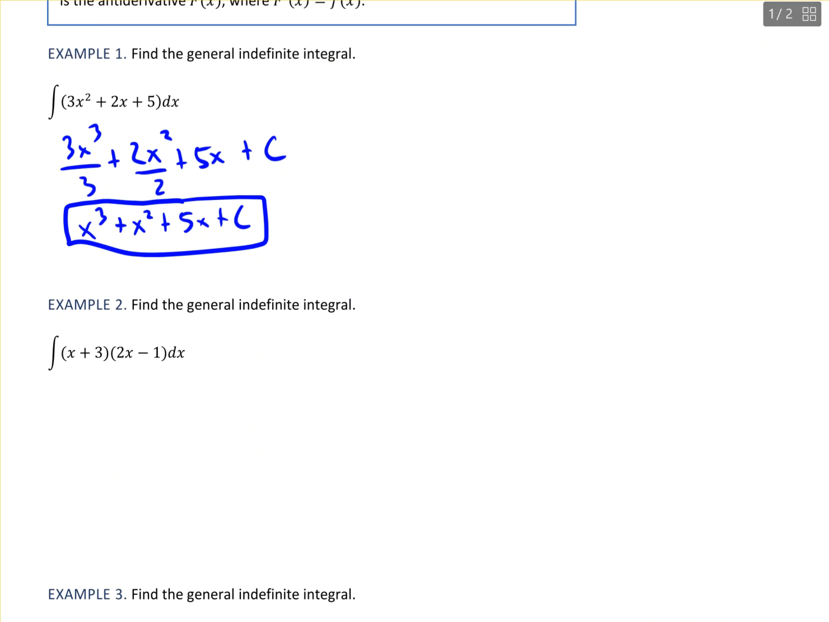Example 2. So find the integral of x plus 3 times 2x minus 1. Again, I can't just do it piece by piece. You might be tempted to say, well, that's equal to x squared over 2 plus 3x times 2x squared over 2 minus x. That is not okay. We cannot have things multiplied by each other when we're doing it. We can do each part individually if it's added or subtracted. If we have multiplication and division in there, we got another thing we got to do.